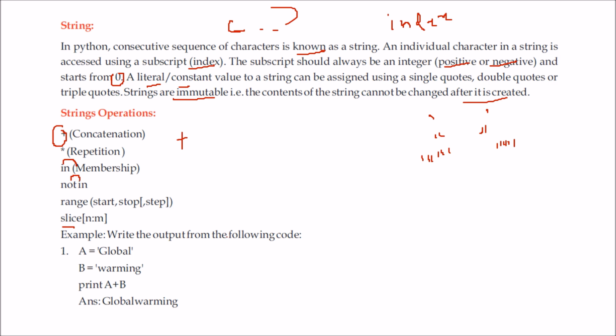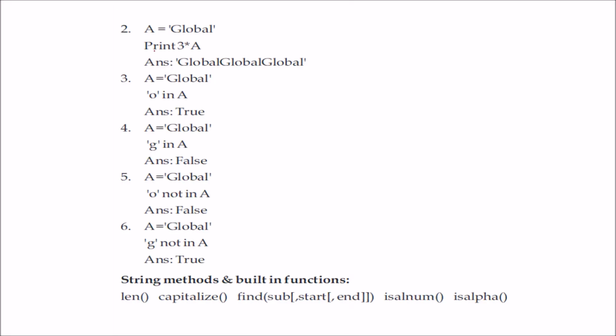So let us see the output of some code so that we may use these operations. For example, A has been assigned global, B has been assigned warming. If you do print A plus B, what does it mean? It will combine these two and this will be global warming. How about multiplying this A with 3? 3 into A will show global 3 times. A is equal to global, O in A. Whether O is in A or not, yes it is. So it will give you true.